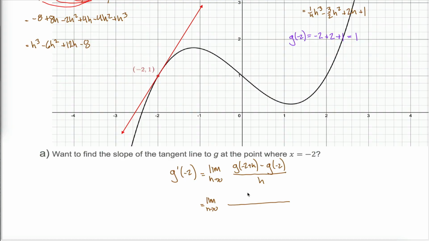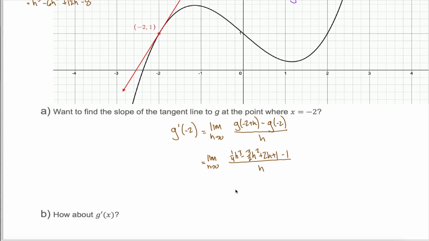g of negative 2 plus h is 1/4 h cubed minus 3/2 h squared plus 2h plus 1. From that, I want to subtract g of negative 2, which is just 1. And then I want to divide that by h. Nice thing's going to happen. You might be able to see it. This positive 1 and this negative 1 will cancel out. And once that happens, all of the terms in the numerator have an h in them, which is awesome because that allows me to cancel this h in the denominator.